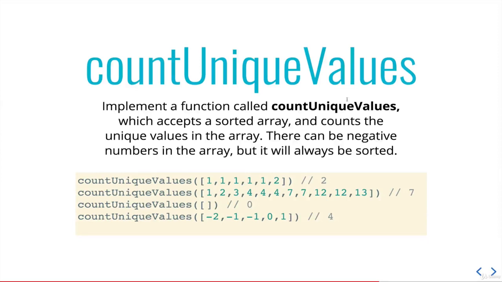All right, welcome back. Here's my solution using 2 pointers for the count unique values problem. As I mentioned, we use 2 pointers starting from the left, one at index 0 and the next one at index 1, and then we look forward from there. We update the first pointer only at a particular condition, which is when we find 2 values that do not match.